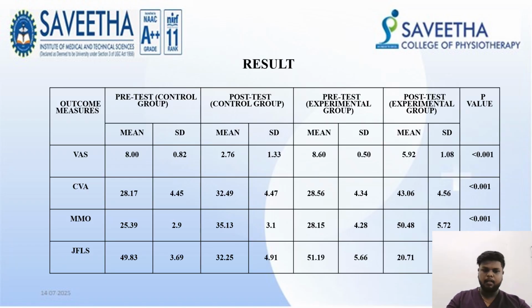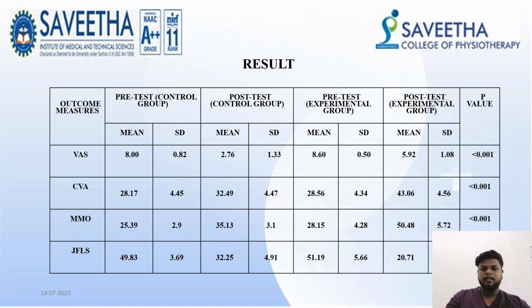Next one, the results. Here we can see the pre-test and post-test of the control group. The mean is around 8 and it is reduced to 2. But in the experimental group, it is reduced by 5. Next is the CVA. Pre-test is 28, and for the control group the post-test is 32. But here we see 28 and 43.